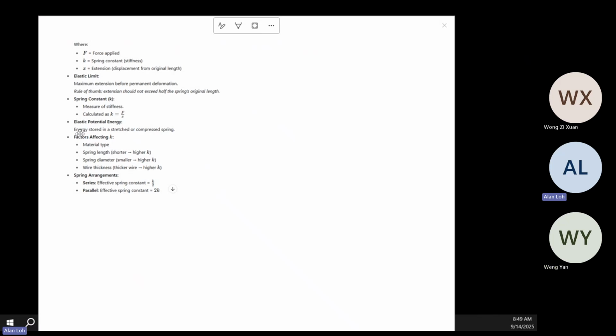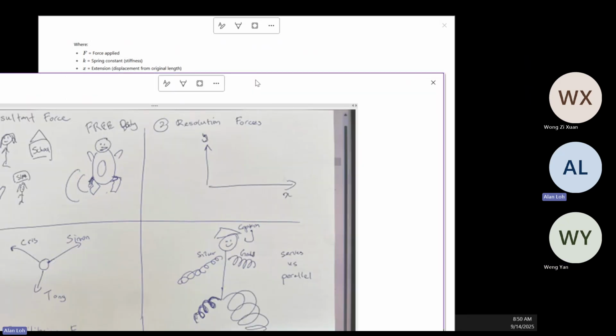For now, you just need to understand there is something related to potential energy and the factors affecting the K. Don't need to memorize this for now. You need to memorize this later. We will form a story to memorize this later. You just need to know there is something related to material type, the length of the spring, spring diameter, or the wire, right? Okay, and that is inside there.